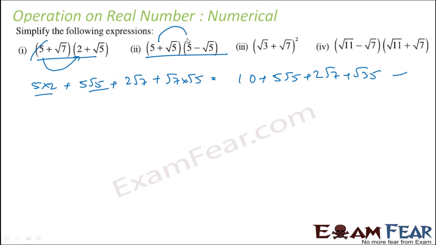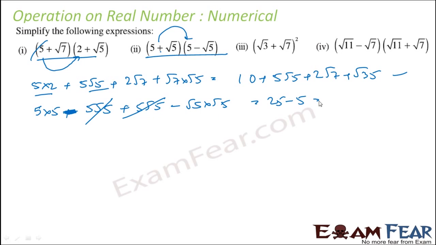5 plus root 5 into 5 minus root 5. 5 into 5 is 25, plus 5 into minus root 5 is minus 5 root 5, and plus root 5 into root 5 again, 5 root 5, and then plus minus minus root 5 into root 5. So this gets anyway cancelled. 5 into 5 is 25, and root 5 into root 5 is 5. So this becomes 25 minus 5, that is 20, and that is the answer.